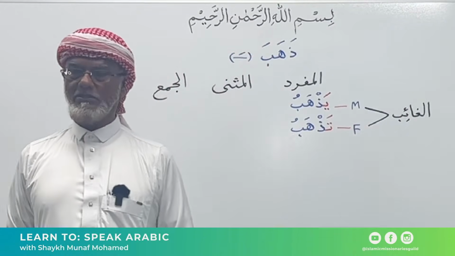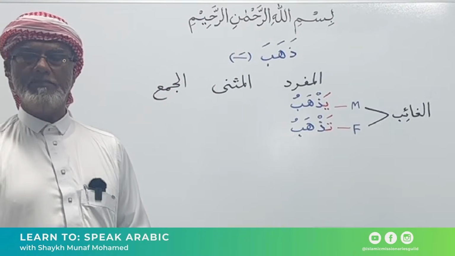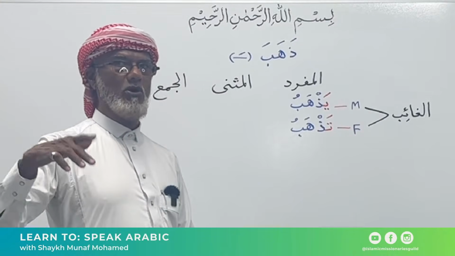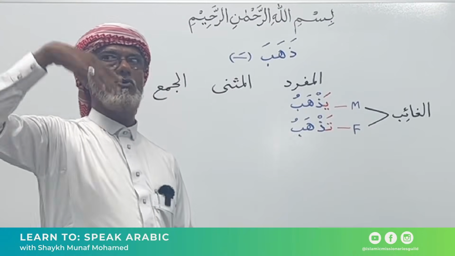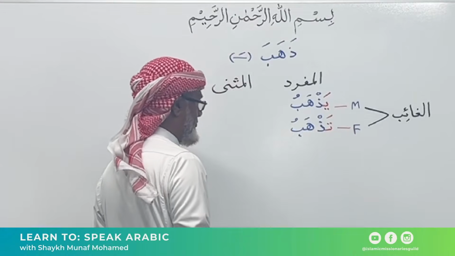Al-ghaib means the absent. In English grammar, it is referred to as the third person. It's called the absent because you're talking about someone who may not necessarily be around. You're talking about somebody. That's why it is called ghaib.